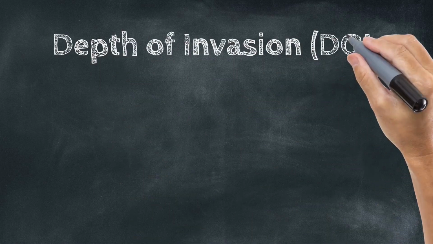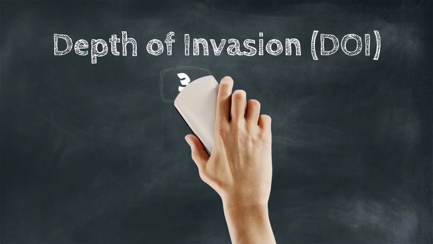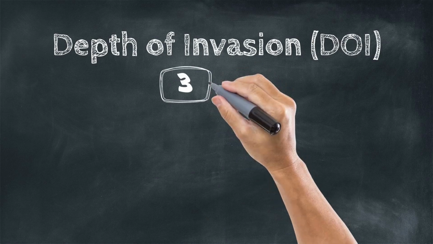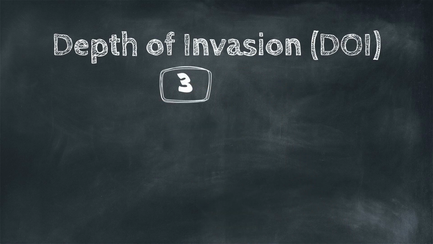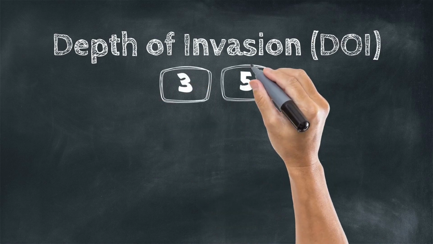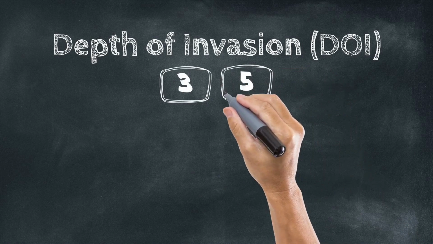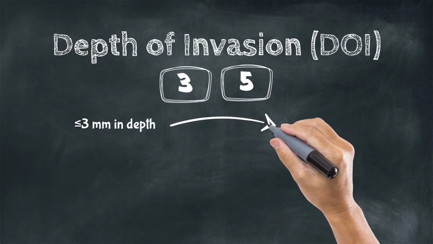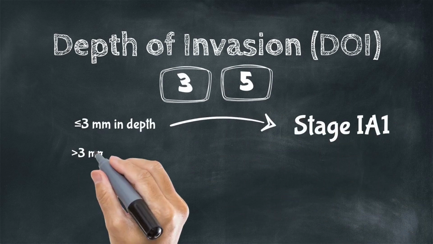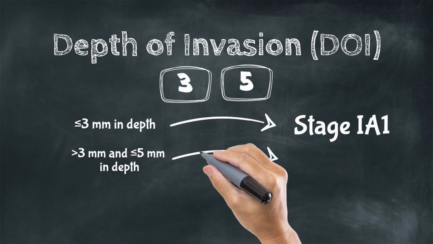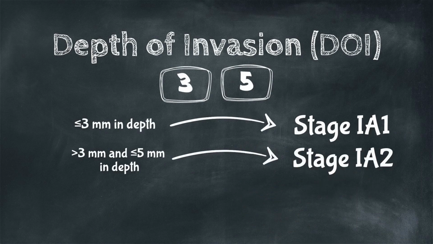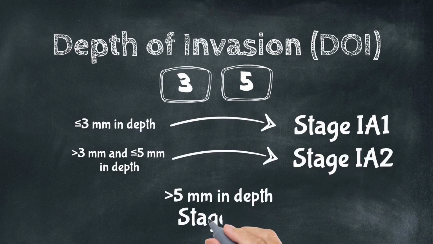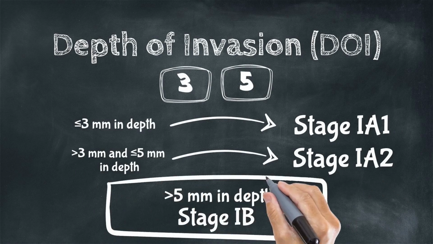The first feature of interest is depth of invasion, where you meet your first magic number, which is 35. Think 3 and 5 millimeters for stage 1A, which is microinvasive disease. If the depth of invasion is less than 3 millimeters, then it's stage 1A1. If it's between 3 and 5 millimeters, then it's stage 1A2. If the depth of invasion is more than 5 millimeters, that takes you out of stage 1A into stage 1B.